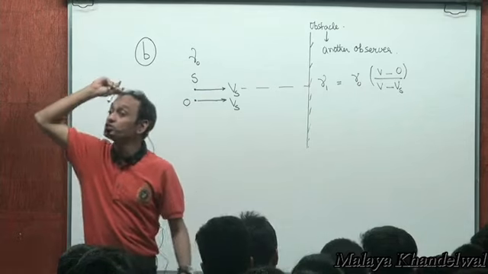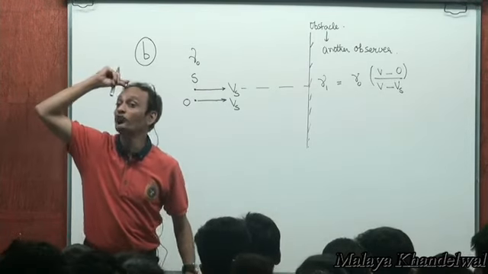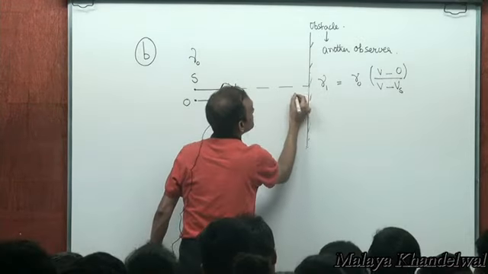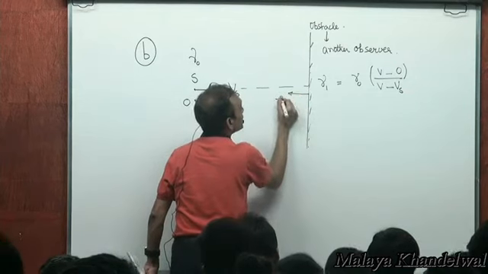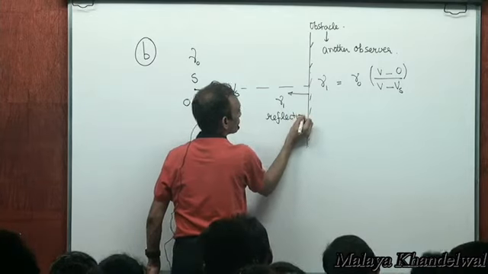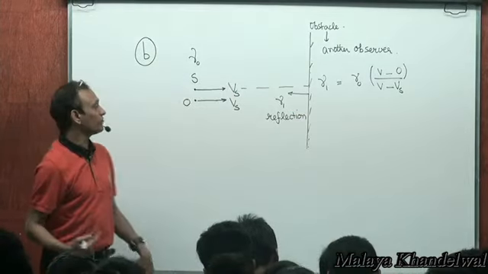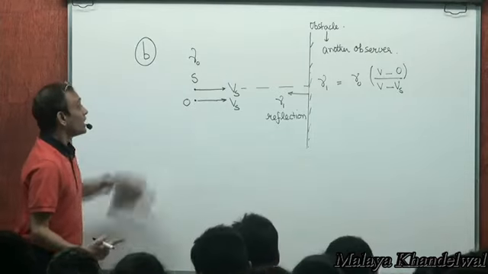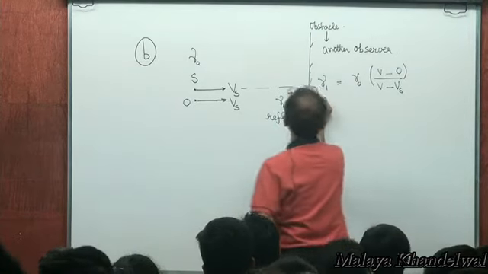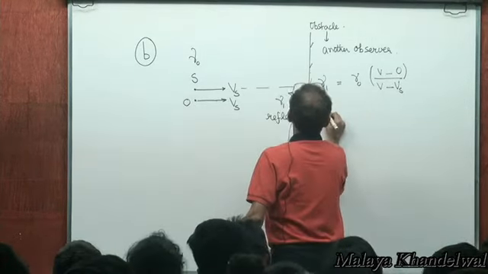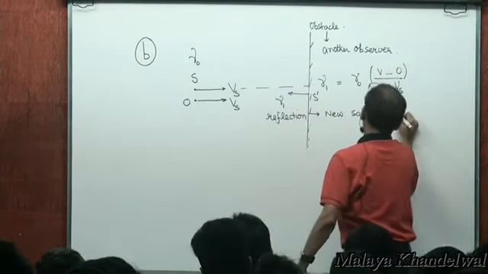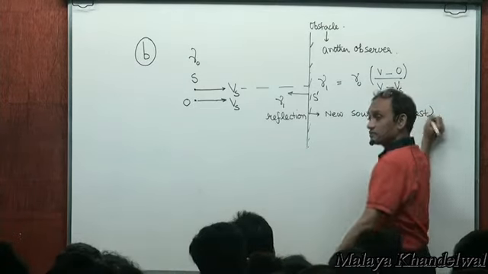The frequency reflected is going to be the same. On reflection, the frequency does not change. So if gamma 1 is the frequency perceived, then gamma 1 is the frequency reflected. Now, as far as this observer is concerned, this then becomes the new source, call it S prime. And it's at rest. This new source is at rest.